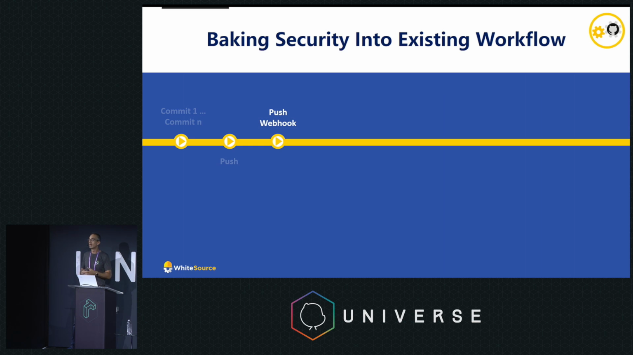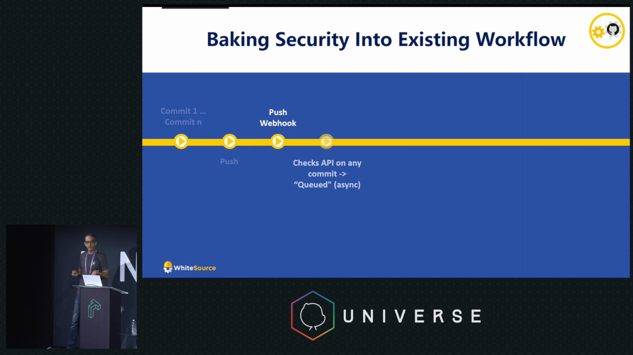GitHub provides something called webhooks. With webhooks, you basically subscribe to various events in GitHub. Push is one of them, and you can get a payload from GitHub with all the details necessary on the push webhook to actually start and initiate a security scan.